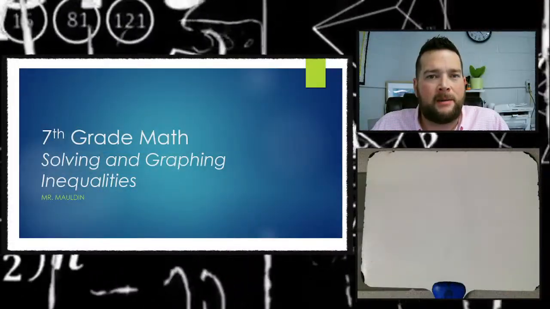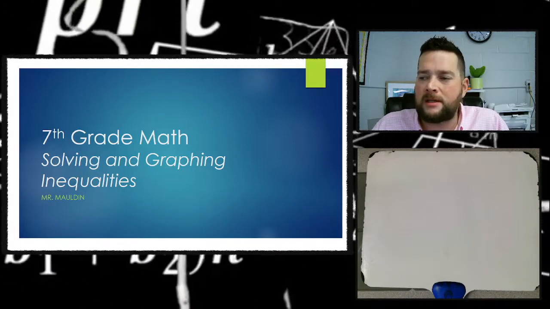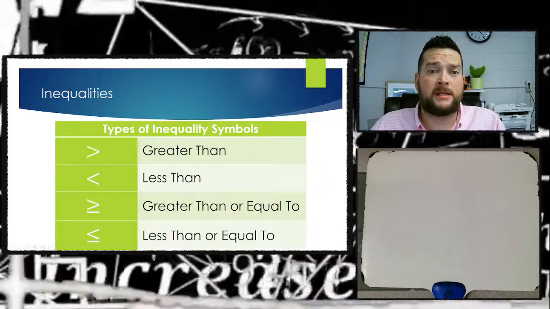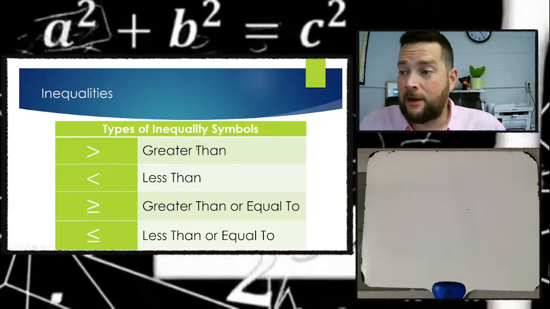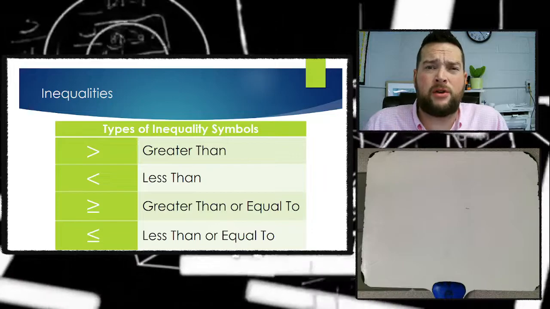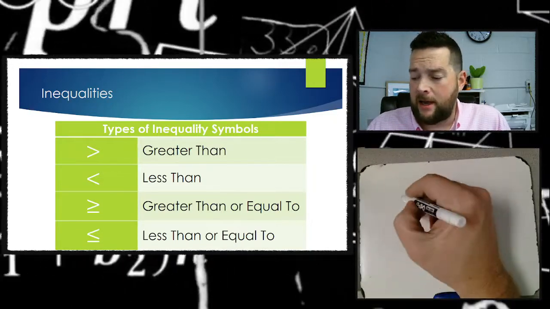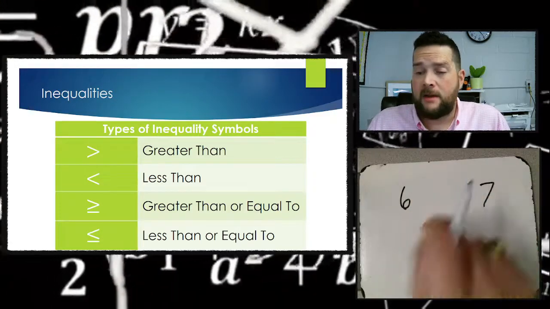And today we have an intro to inequalities. Really, we're just talking today about solving and graphing inequalities. By the time you get to middle school, you should already know a little bit about inequalities, and that they include these symbols right here. Inequalities are just two expressions, like 6 and 7, that don't equal each other.